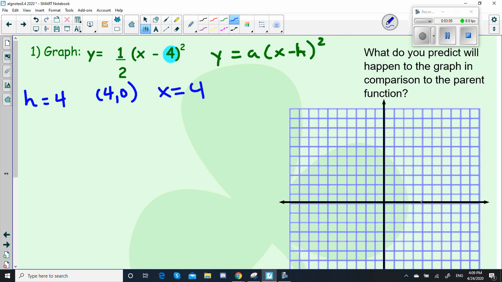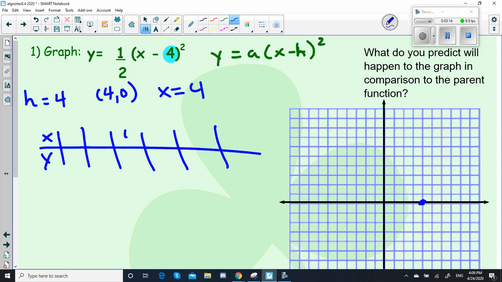1, 2, 3, 4. So now I can make my table. So 4, 0 can go in the center. I went up one and up another to get the right side, and back one and back another to get the left side. Since it's symmetrical, these two y's will match, and these two y's will match. So let's go ahead and stick the 5 and 6 in. That'll keep it positive. So we're taking these x values and putting them in right here for x.